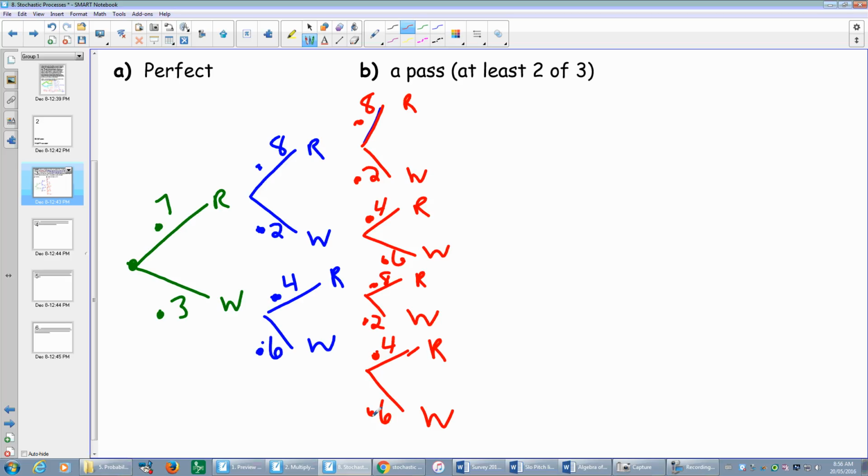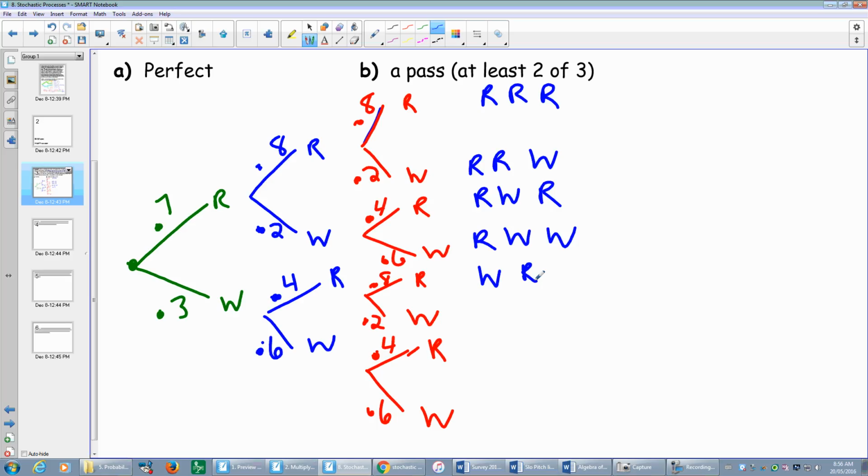Okay, so if I go through my process here, where I just write out my results, on my first diagram I can get it right. My next one, I can get right, wrong. Then right, wrong, right. Right, wrong, wrong. Then wrong, right, right, wrong, right, wrong, and then 3 wrongs.